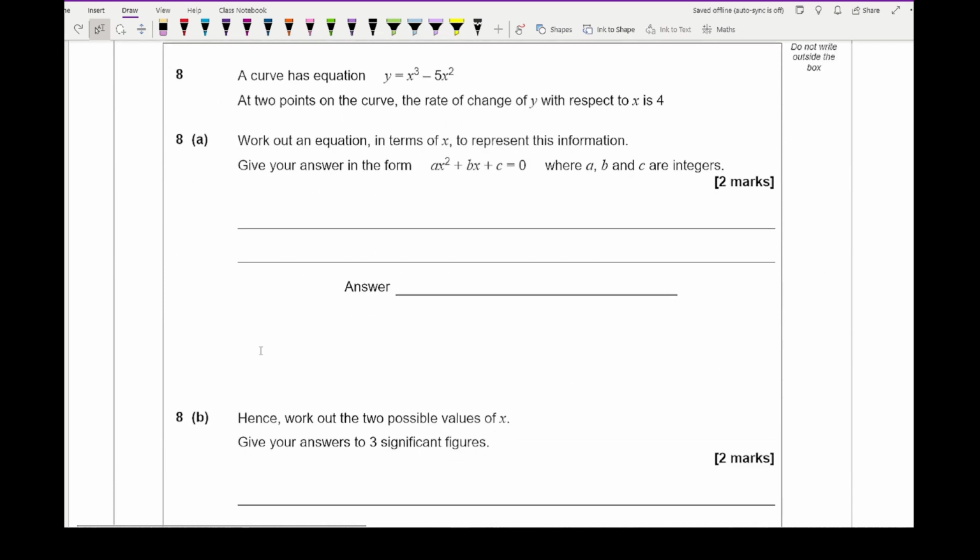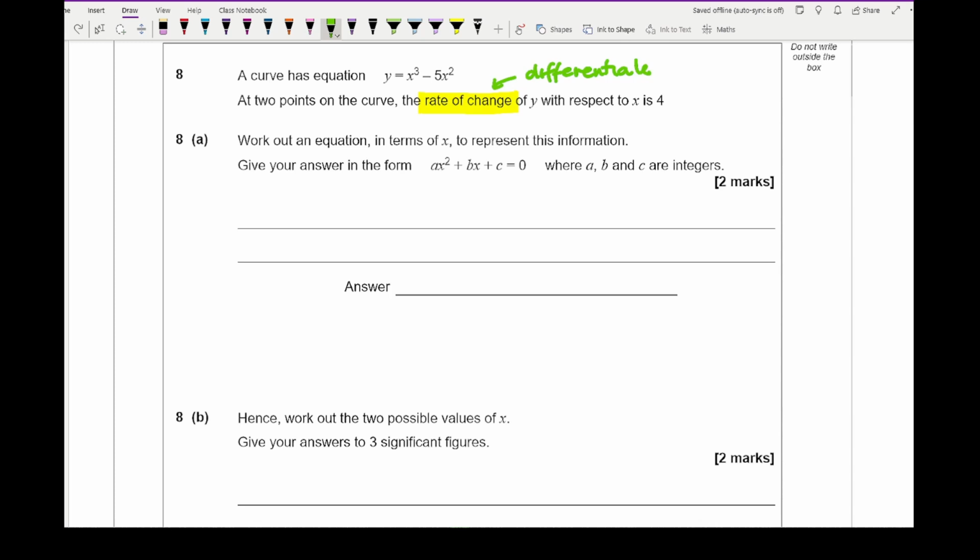Moving on to question 8, it says that a curve has the equation of y equals x cubed minus 5x squared. At 2 points on the curve, the rate of change of y with respect to x is 4. Work out the equation in terms of x to represent this information. Give your answer in the form of ax squared plus bx plus c equals 0, where a, b and c are integers. So for this, because we're talking about the rate of change, whenever you see that word rate of change, you always want to think differentiation.